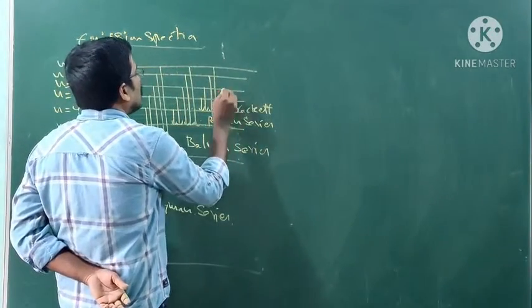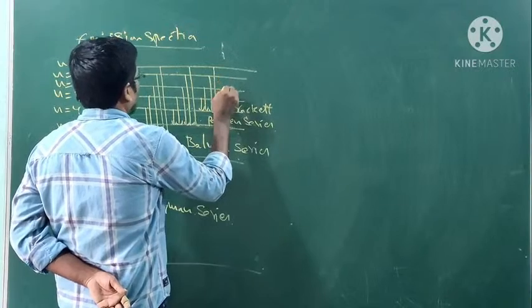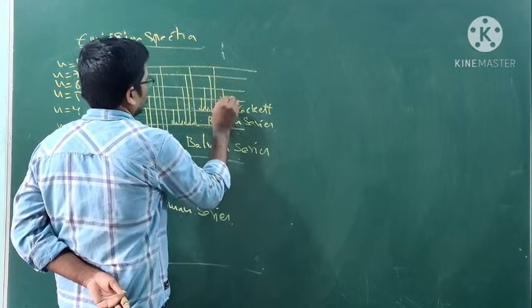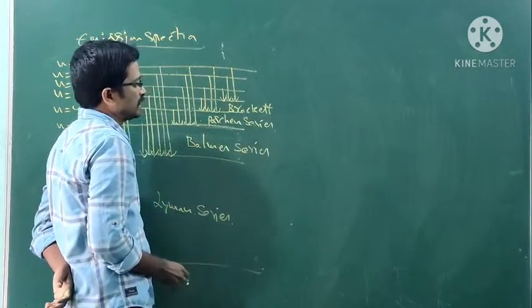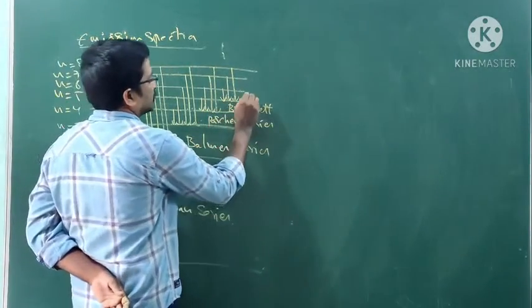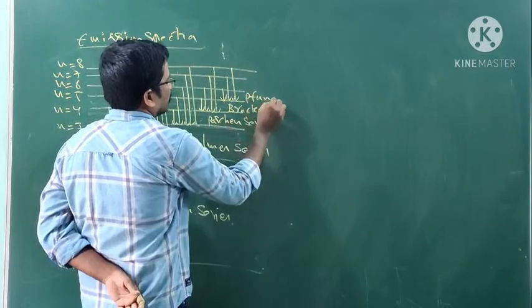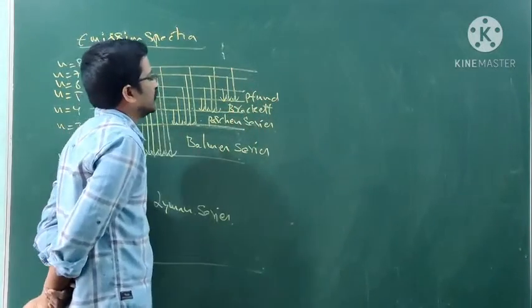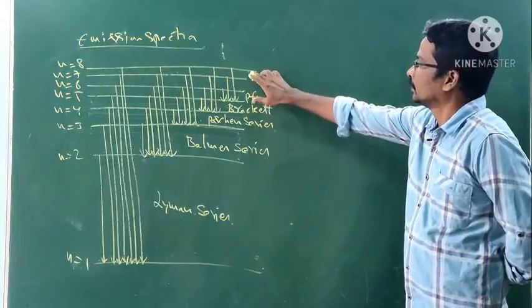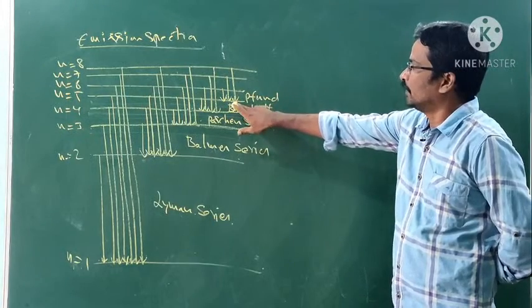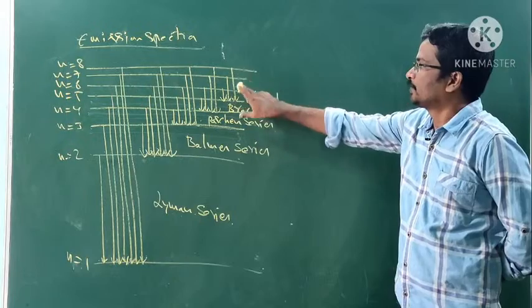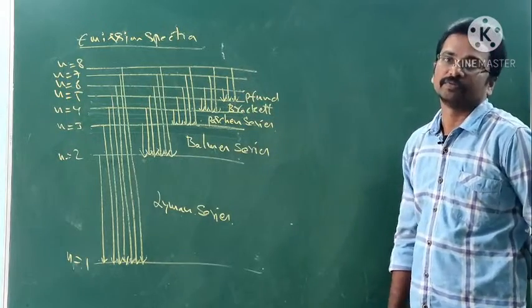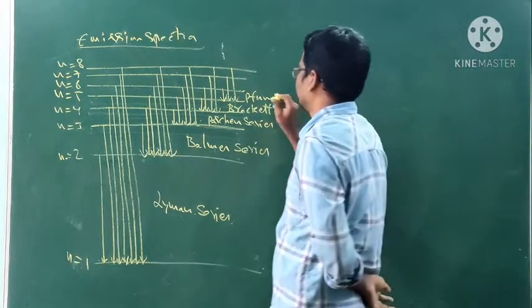Next one, when an electron comes from any level to the fifth level, any level to the fifth level is known as Pfund. P-F-U-N-D, Pfund. Any level to the fifth level: 6 to 5th, 7 to 5th, 8 to 5th. 8 to 5th is known as Pfund.